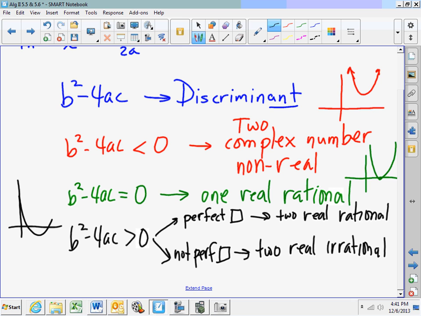x-axis twice. So by looking at the discriminant, you can find not only what kind of roots the quadratic equation has, but you can also see how many times the parabola is going to cross the x-axis. That's a pretty powerful thing for the discriminant to tell you.